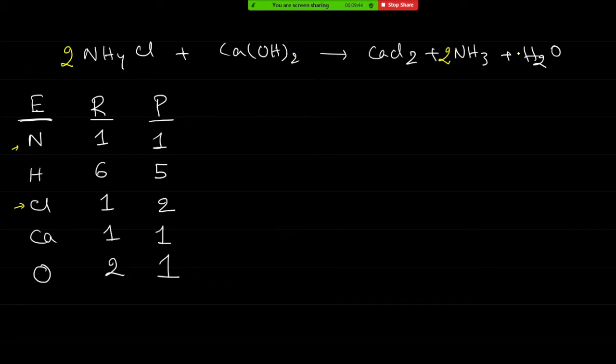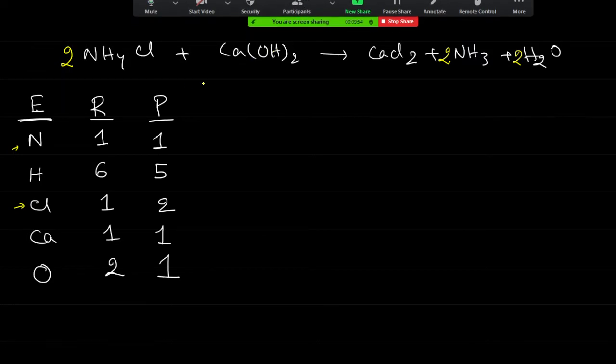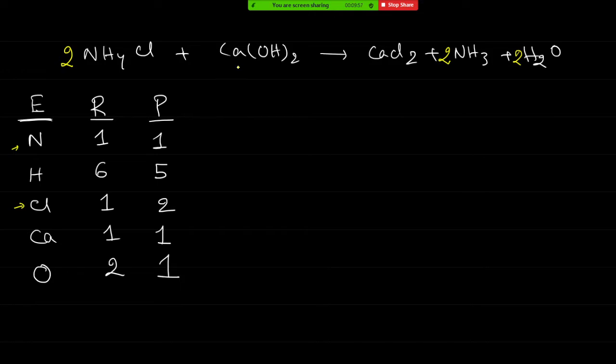In order to balance this we have to multiply the water by 2 here. Okay, please switch off your microphone. So in this way we are now comparing. You can now multiply and see what is the number of atoms on the reactant side and product side.